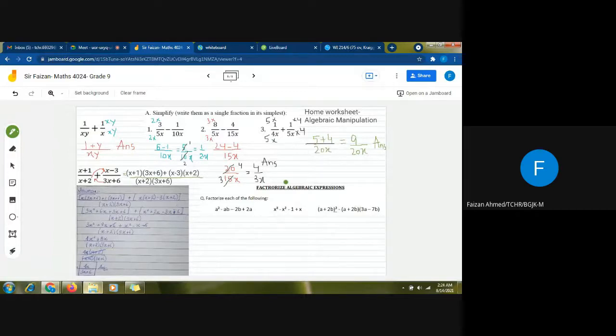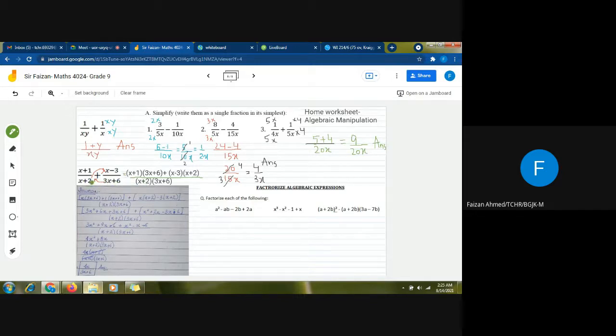Okay, moving on to the last part. The last part is (x plus 1) upon (x plus 2) plus (x minus 3) upon (3x plus 6). This is the value of x. So I told you, whenever there are two terms in the denominator and one of which is a variable, what is the trick of making a common denominator? We will just write both the denominators together.